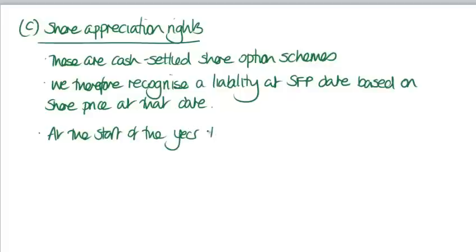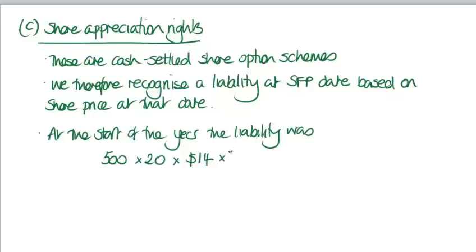At the start of the year, the liability was, well, there's 500 share appreciation rights to 20 managers. There's no sign of any of those managers leaving. And at the start of the year, which is the 31st of May X2, the fair value of the right was $14. And because the scheme had started in X0, we'd already completed 2 years of our 2-year vesting period. That equals 119,000.